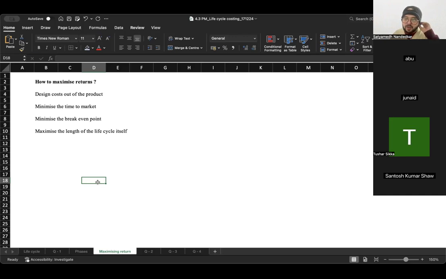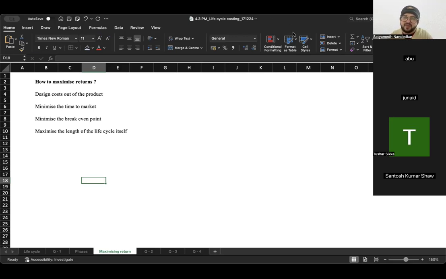And design costs out of the product means you will have to identify which are the costs that you are incurring, and how many of those costs are necessary, how many of those costs are crucial, and costs which are not relevant, those costs might have to be phased out by doing a value analysis that we saw in the previous discussion of target costing.